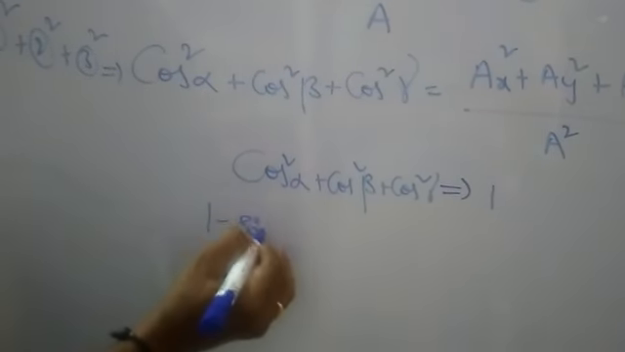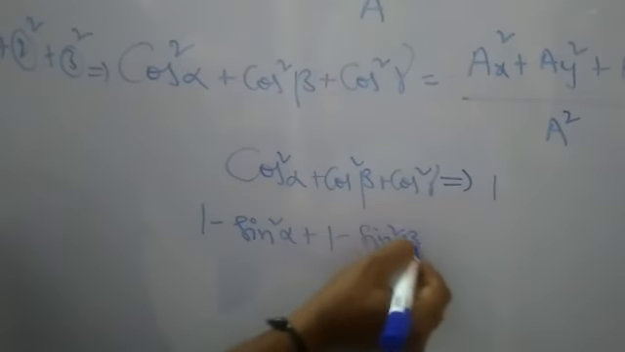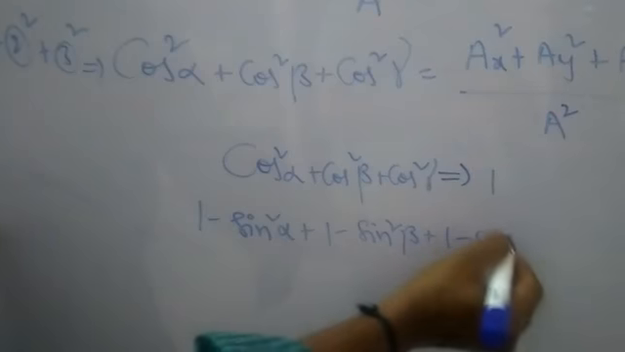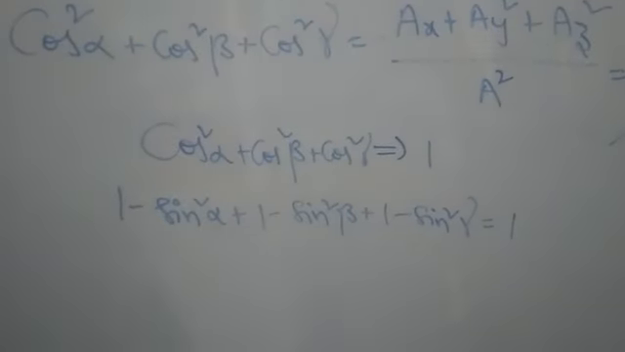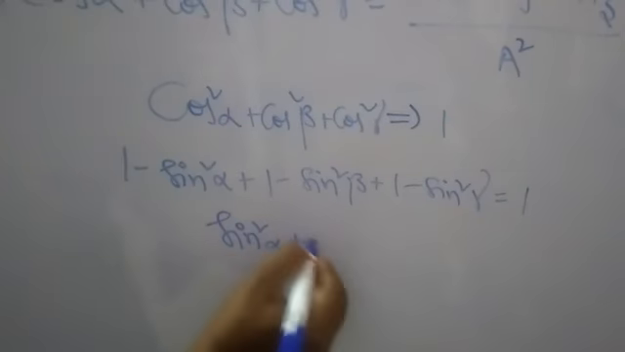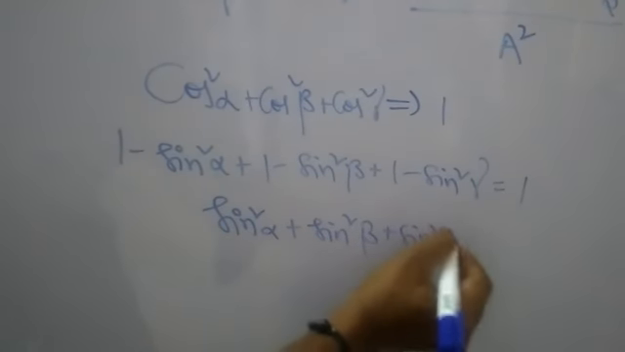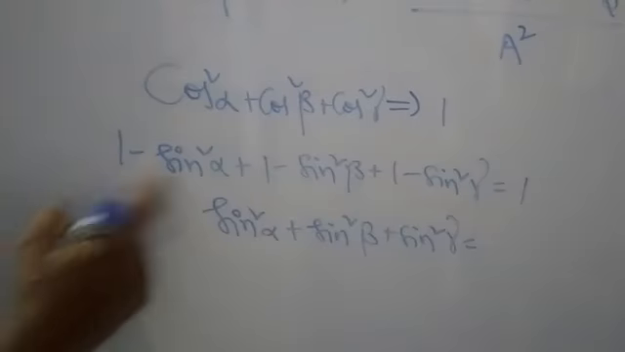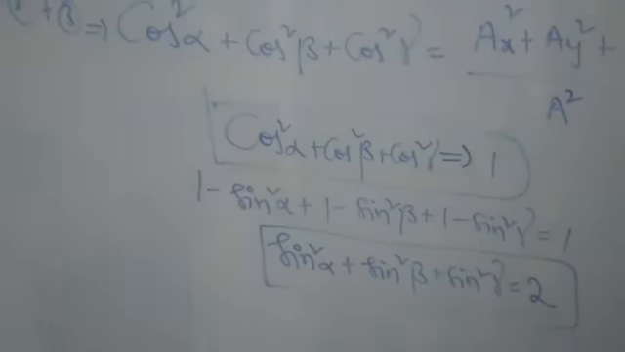So 1 minus sine square of alpha plus 1 minus sine square of beta plus 1 minus sine square of gamma is equal to 1. So sine square of alpha plus sine square of beta plus sine square of gamma is equal to 3 minus 1, that is 2. This is the cosine rule.